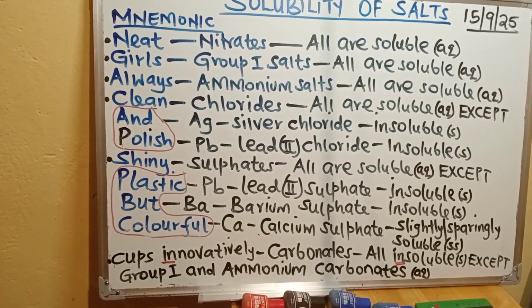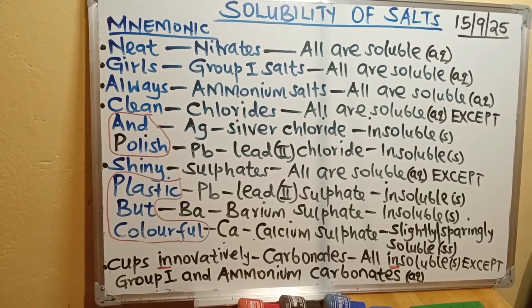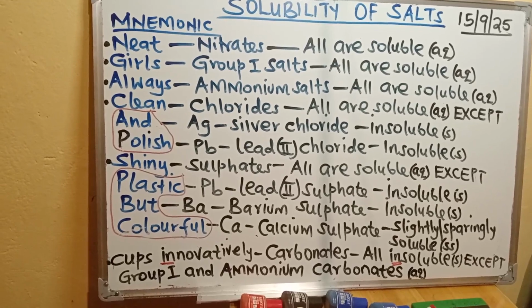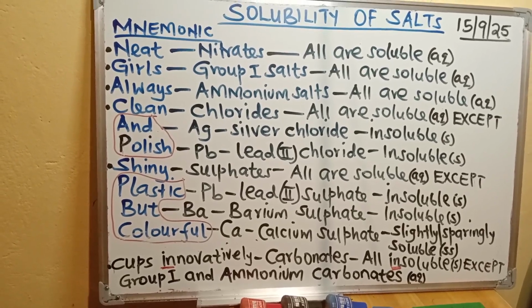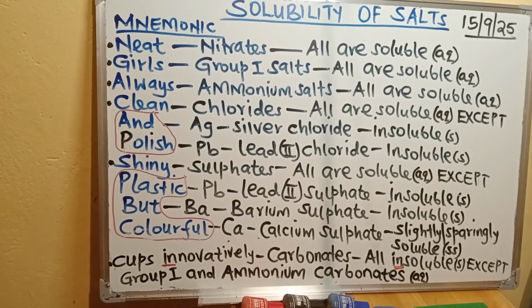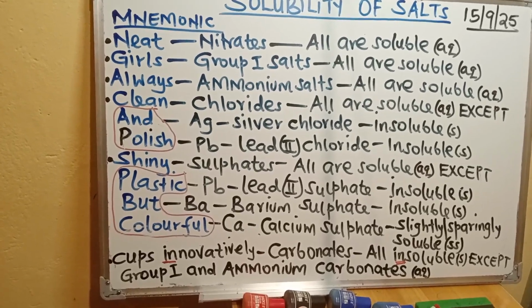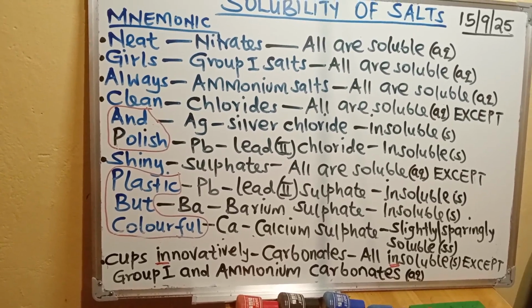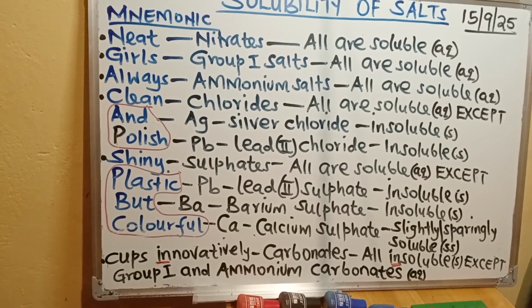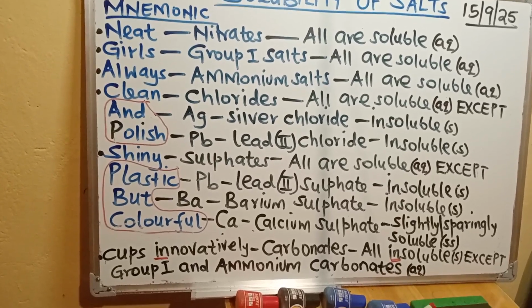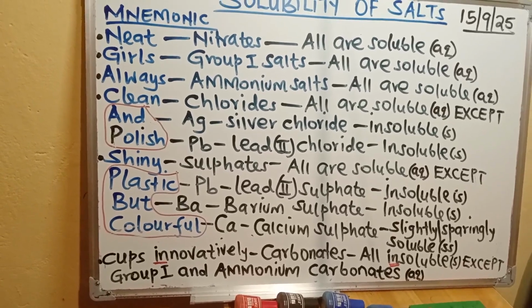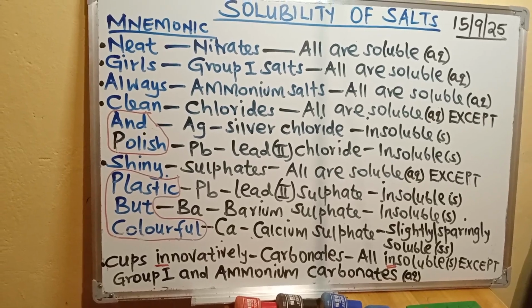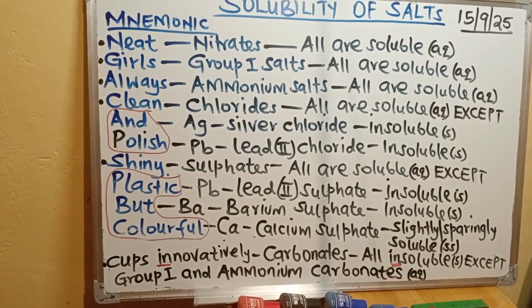When you entered Form 1 as a student, you are taught about the 3 states of matter. The 3 states of matter are solid, liquid, and gases. From all the 3 states of matter, we get 3 state symbols. From the solids, we get a small s into bracket. From the liquids, we get a small l into bracket. And from the gases, we get a small g into bracket.